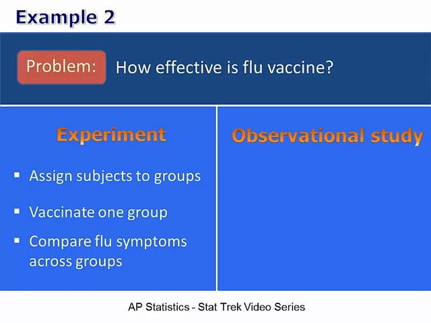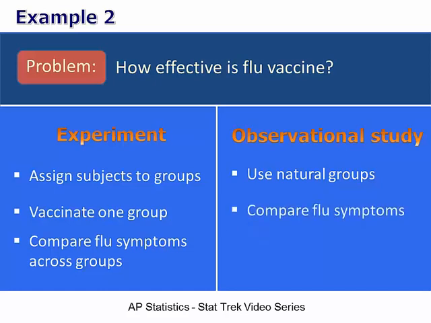With an observational study, you would examine naturally occurring groups made up of those who got a flu shot versus those who did not. Then, you would compare flu symptoms across these naturally occurring groups. Notice that the researchers in the observational study do not determine who gets flu shots. The subjects make that decision themselves.